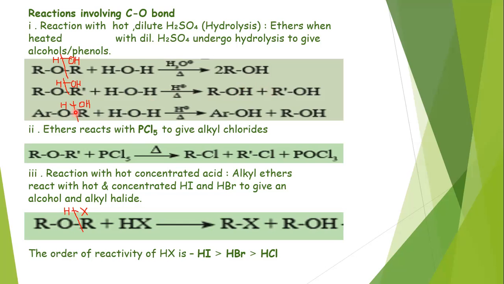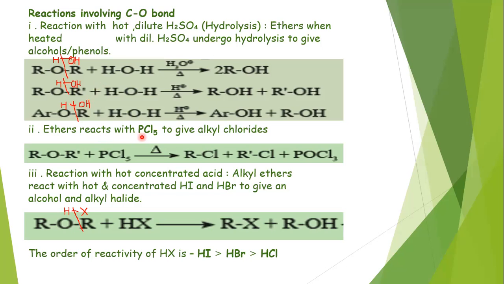If an alkyl aromatic ether, ArOR, this mixed ether, is taken and hydrolysed in presence of H plus ion, it gives one phenol, ArOH, and a second molecule of alcohol. Got it? This is because of cleavage of the CO bond. This reaction is because of breaking of the CO bond.